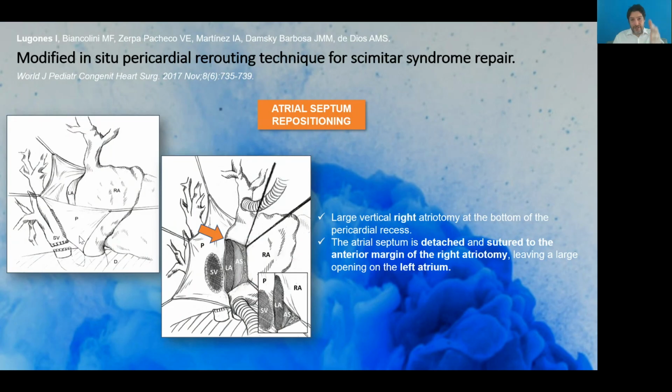and then we detach the atrial septum from the posterior wall of the atria, and we suture this septum to the anterior margin of the right atriotomy. In that way, we close the entrance to the right atrium, and at the same time, we leave a large opening on the left atrium. Okay, so that's what we call atrial septum repositioning, because we are shifting the septum to the right. Moving it to the right.